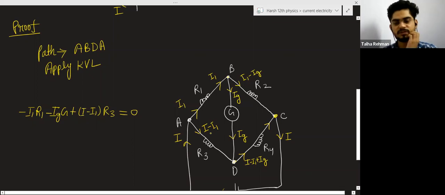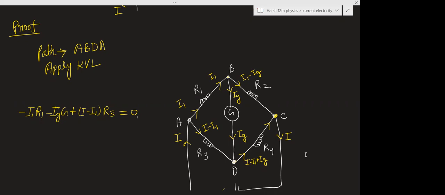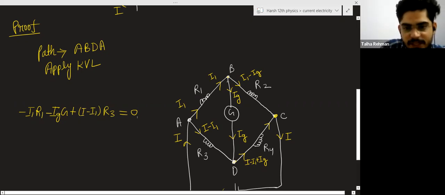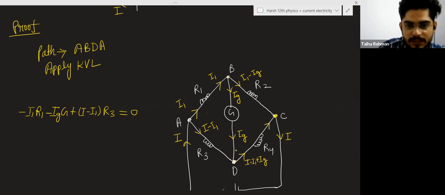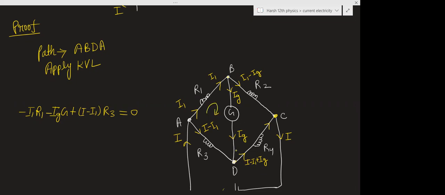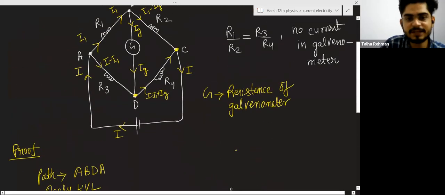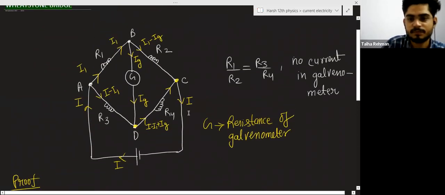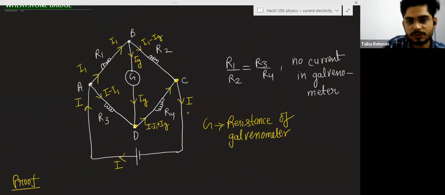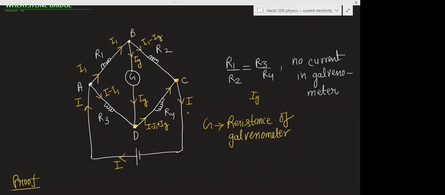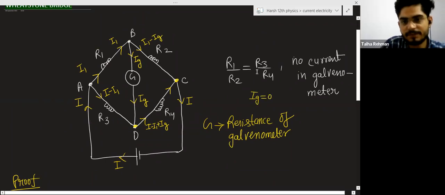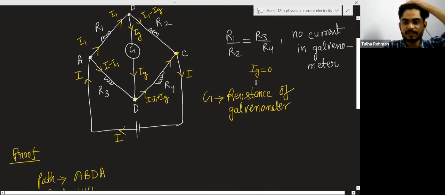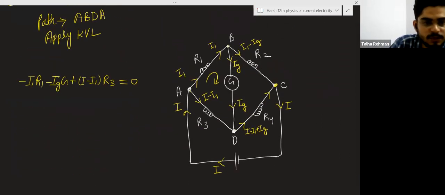Is it fine or not? Yes, sir. I have just applied the KVL in this loop, in this direction. Now we already know that this IG is equal to 0. If this is the balancing condition, then IG will be 0.